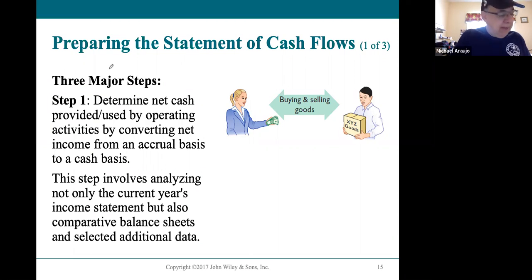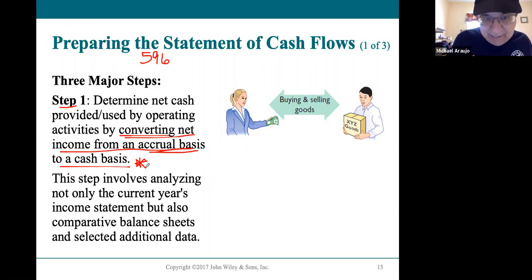So here are the major steps that are involved, and I'll just go through this. This is a box at the top of page 596. The first thing we have to do is some conversion. We are going to be converting our net income, which is our profit, from how we created it, the accrual basis, to the cash basis. And this really is the real pain that a lot of people have with the statement of cash flow. This is the part that really gets them.